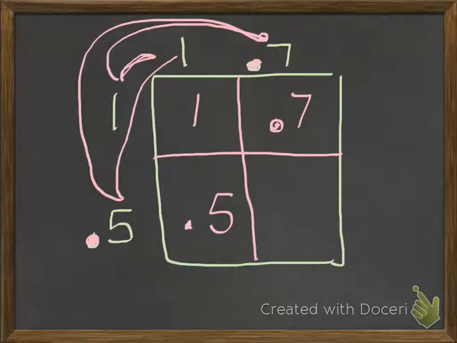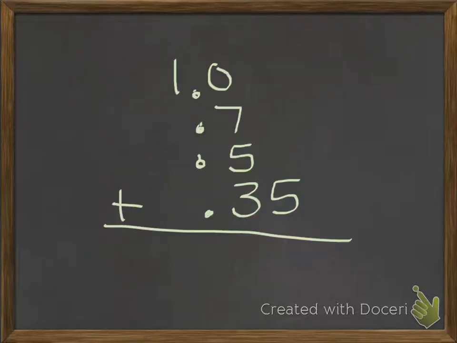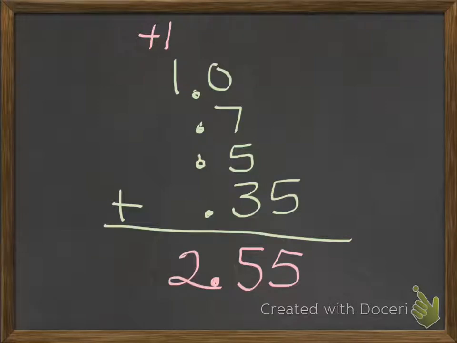If you know that 5 times 7 is 35, then you can count how many digits are after the decimal point. There are 2 digits after the decimal point, so you put your decimal point with 2 digits behind it. So now we have all these partial products: 1, 0.7, 0.5, 0.35, and you just add them up. Okay, so 5, and then 7 plus 5 is 12, plus 3 is 15, carry the 1, and 1 plus 1 is 2. So your answer is 2.55.